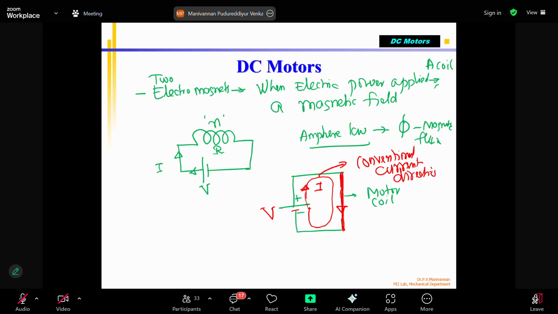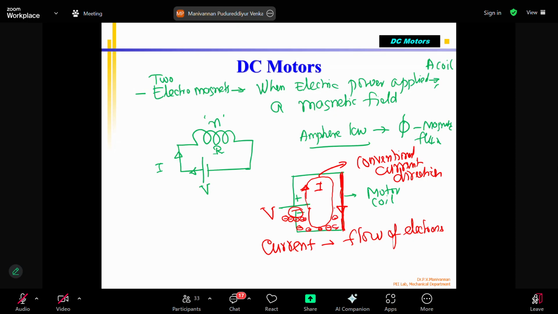But actually, as I would have told in the previous class, current is nothing but the flow of electrons from one terminal to another terminal. Actually, the electrons are generated at the negative terminal of the battery. Here only electrons are generated. Electrons are represented by a circle with a minus sign inside. So actually, these electrons are traveling like this.